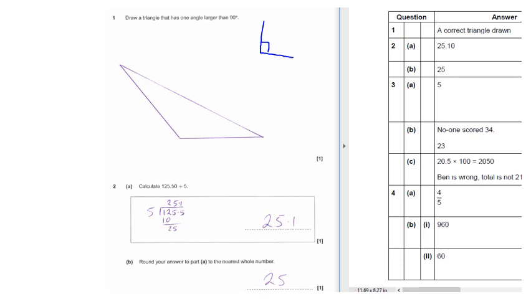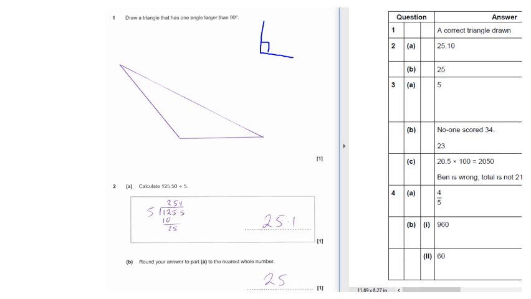Calculate 125.50 divided by 5. So I'm using the bus stop method. 5 into 12 goes 2. 2 times 5 is 10. 12 take away 10 is 2. Bring down the 2. Bring down the 5. 5 into 25 goes 5. And we've got a 0.5.